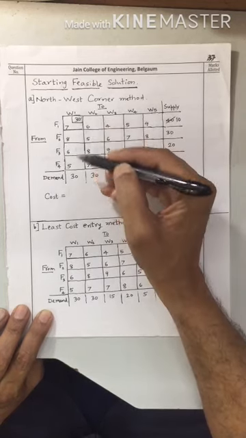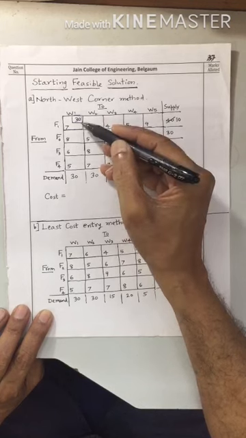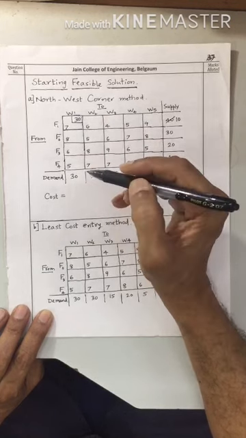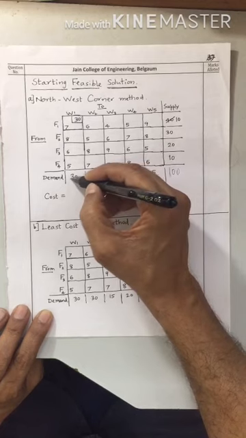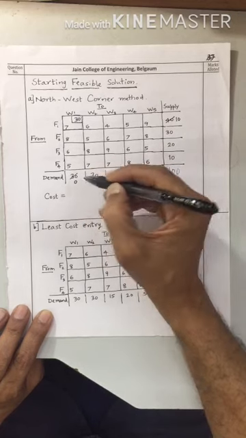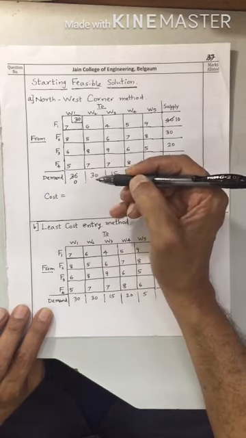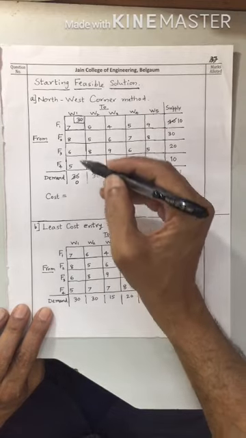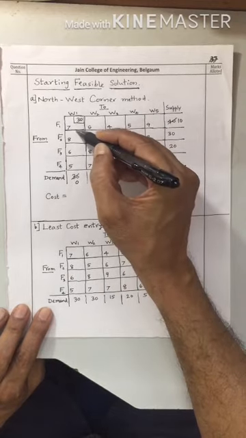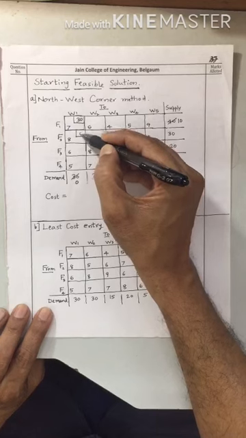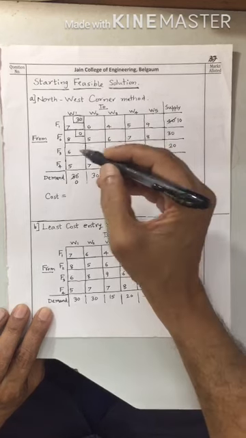This demand of W1 is 30. Now it has already got that much from F1. Therefore, W1 need not get anything. So therefore, the demand of W1 is 0. Therefore, this W1 should not get anything from F2. Therefore, this is 0. That is X21.